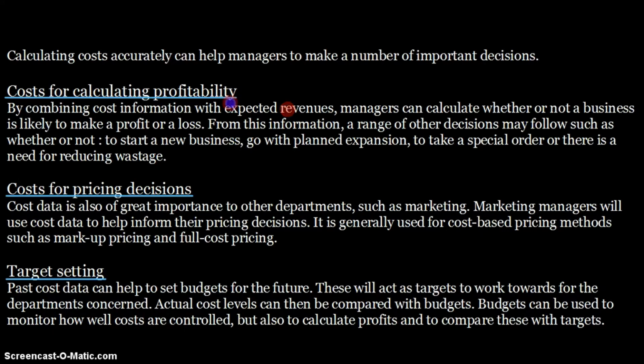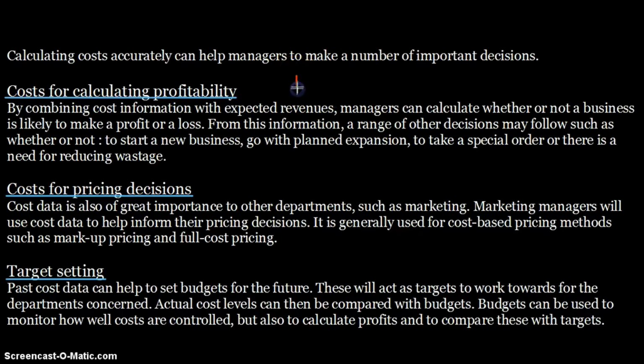First of all, of course, cost for calculating profitability. By combining cost information with expected revenues, managers can calculate whether or not a business is likely to make a profit or a loss. From this information, a range of other decisions may follow, such as whether or not to start a new business, go with planned expansion, to take a special order, or there is need for reducing wastage. So if you know your cost, then you can easily calculate your profits as well.